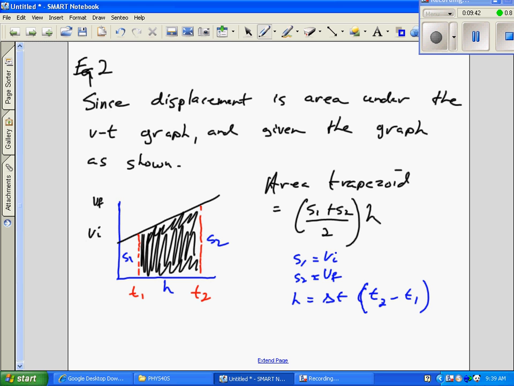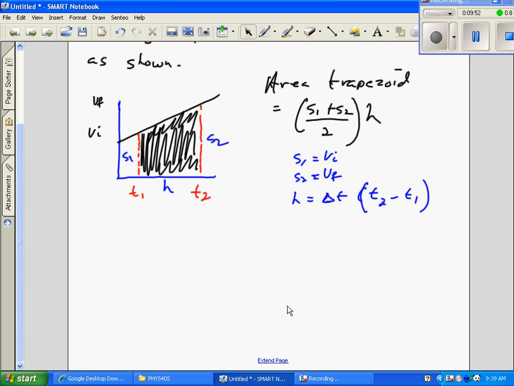Okay? So now, what am I going to do? I'm going to take these values here and I'm going to plug them into this area of a trapezoid formula. So my area of my trapezoid becomes side 1 plus side 2. Well, that's going to be VI plus VF divided by 2. Does everyone see what I did? Took this VI and plugged it in for side 1. Took this VF and plugged it in for side 2. Divide by 2 times the height, which is delta T.